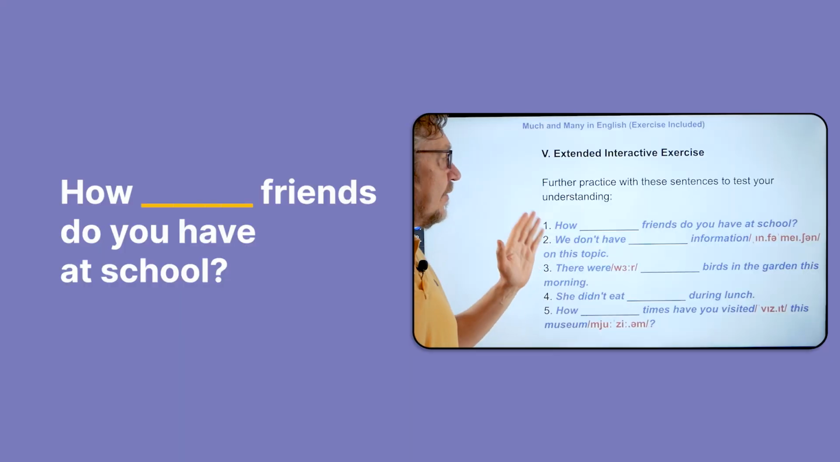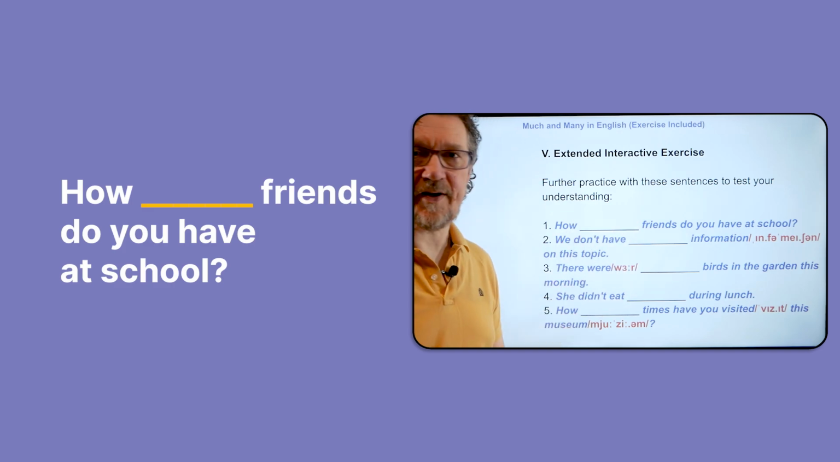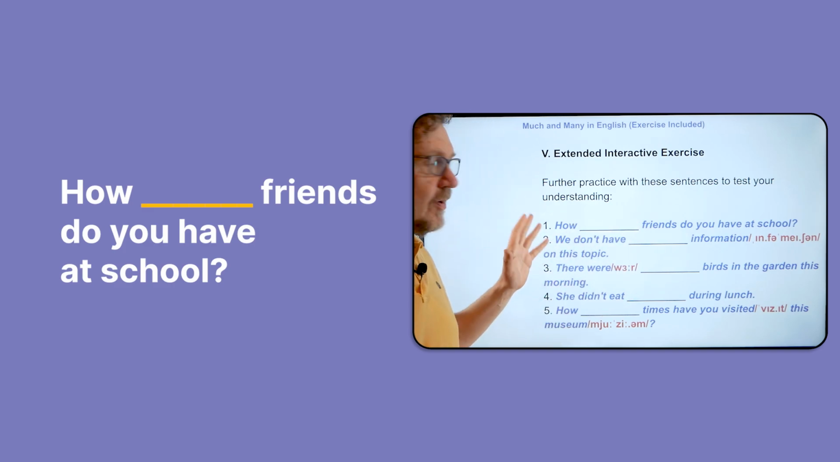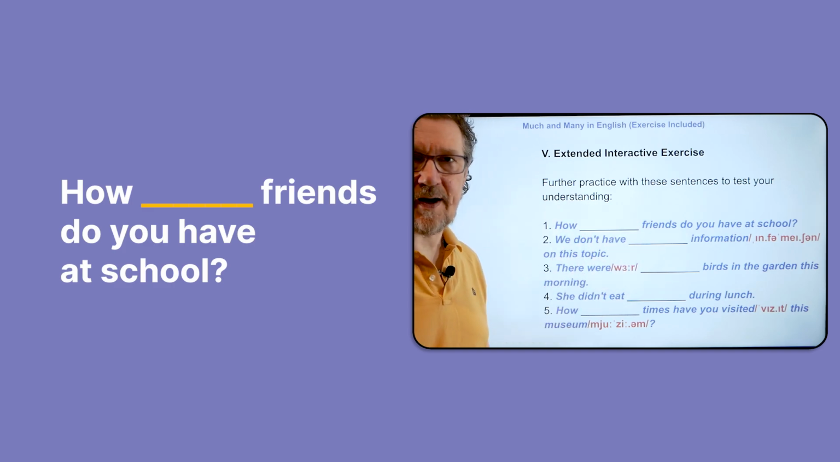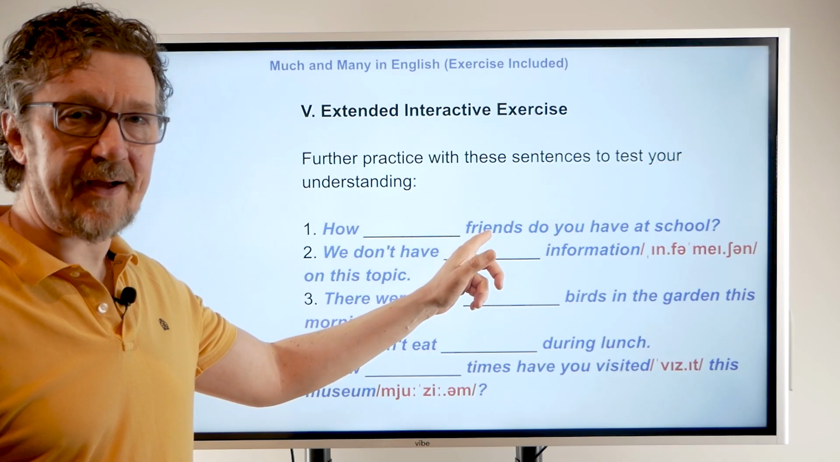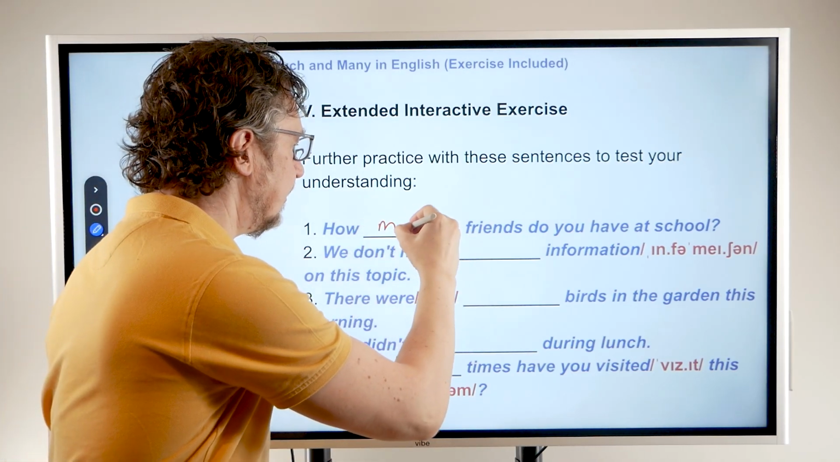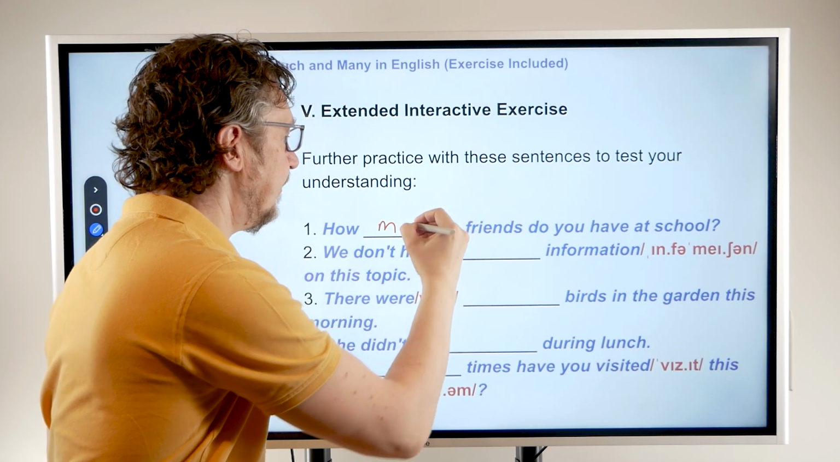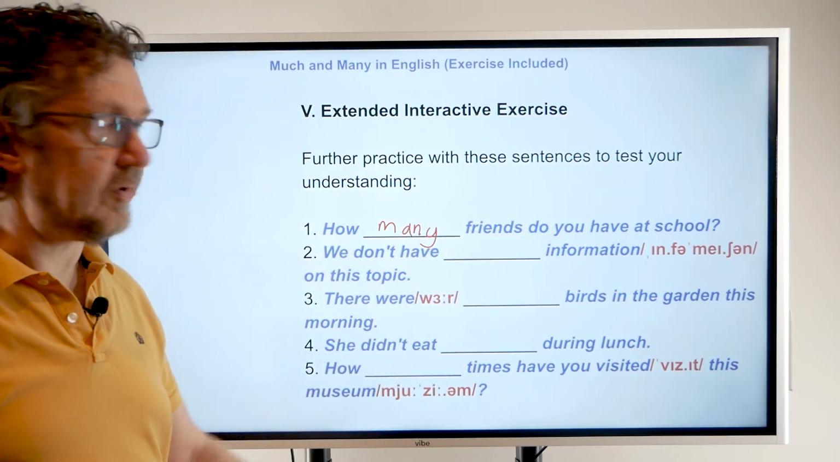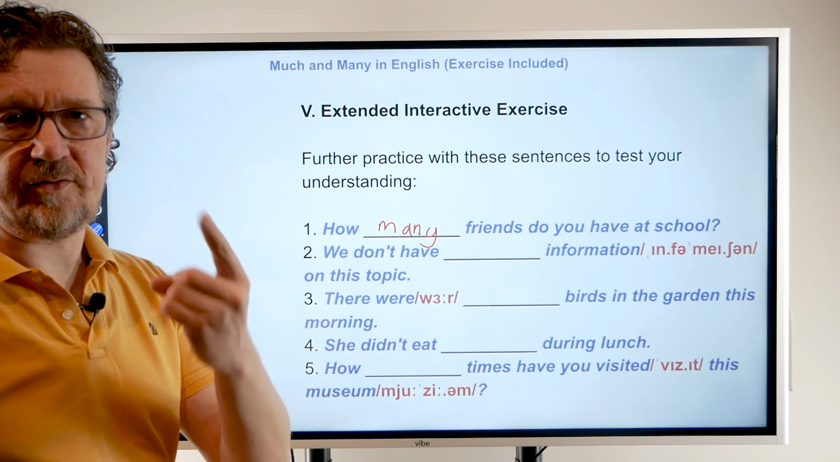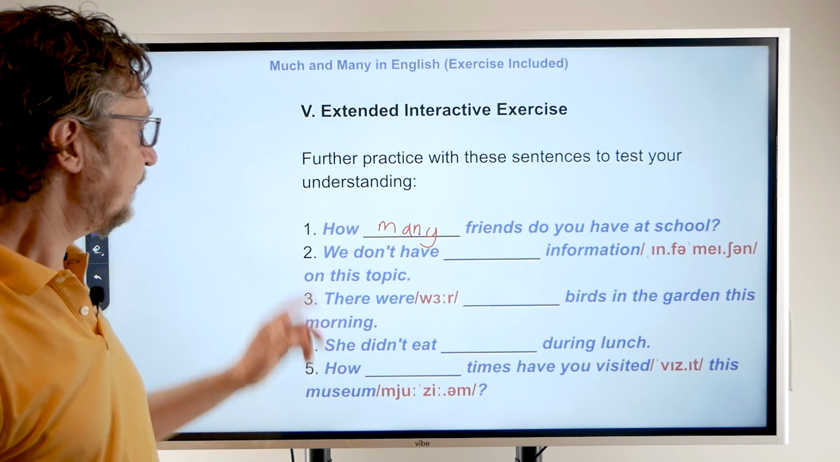So, how friends do you have at school? You can count this, right? So it's many. Correct. How many friends do you have at school? Because you can count your friends. 1, 2, 3. I have 3 friends.